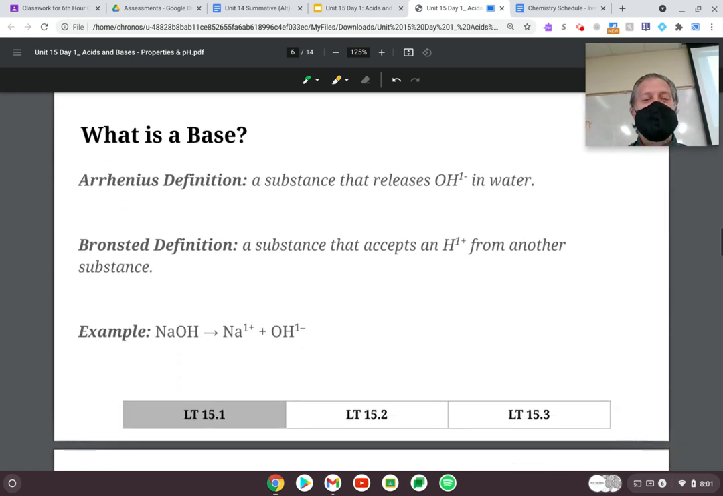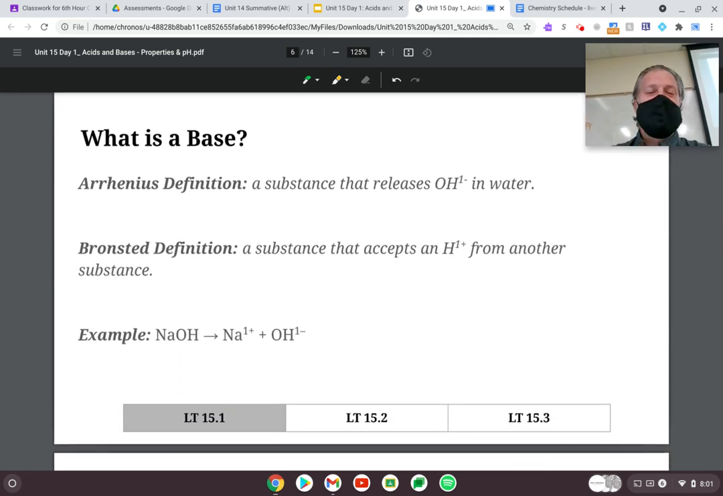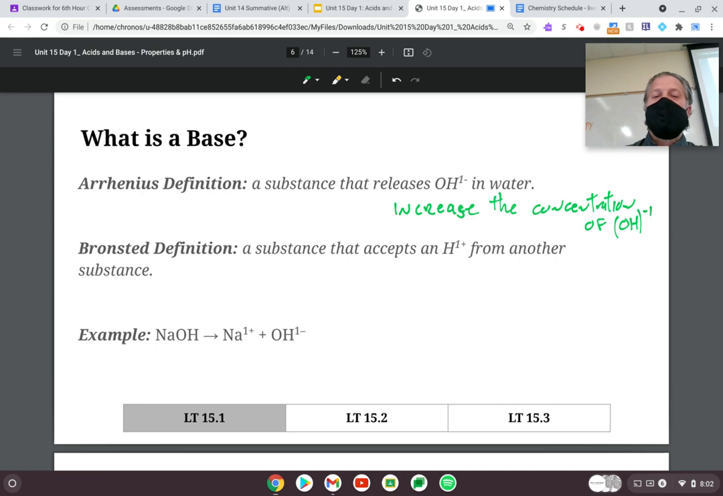So now we're going to transition and talk about bases. Bases are substances that release hydroxide in water, or increase the concentration of OH in water. So, an Arrhenius base is something that increases the concentration of hydroxide in water.